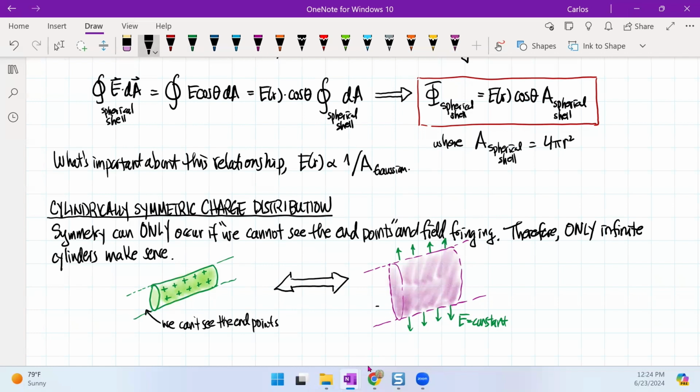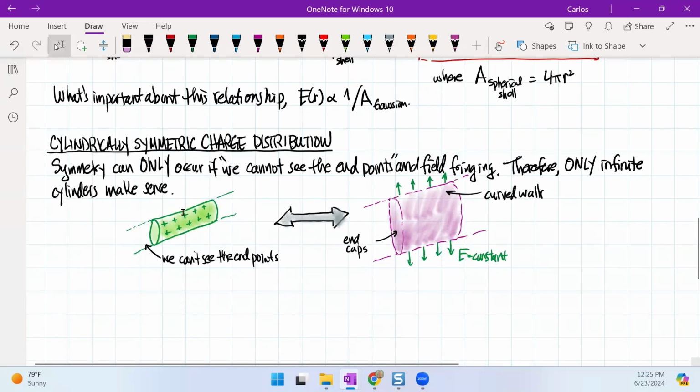So here, I would say that this is the end cap. And then right here, this is the sidewall. Not the sidewalls, let's call it curved walls. So we'll have to consider both of these. But the hint is that the electric field better be zero at the end caps, right? They better be zero. Otherwise, we see the fringing.